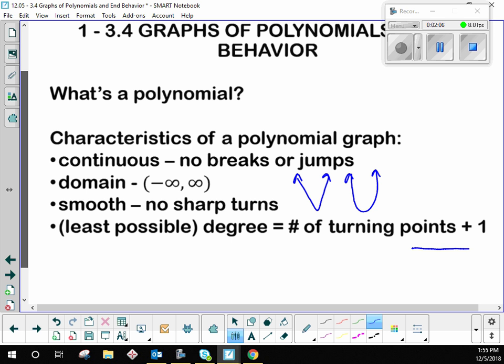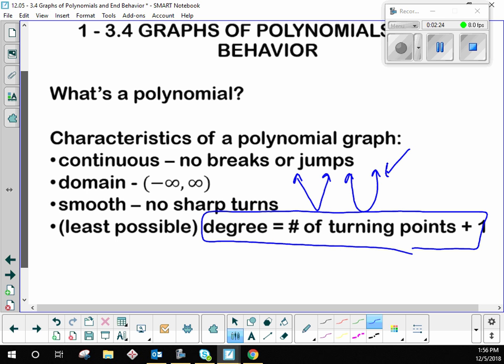And then we're going to be using some information to find not the actual degree of these. What we're going to be doing is estimating. We're going to be finding the least possible degree. And I'll come back to this. This is just a little rule. I'll come back to it in a second. It's the number of turning points plus 1.